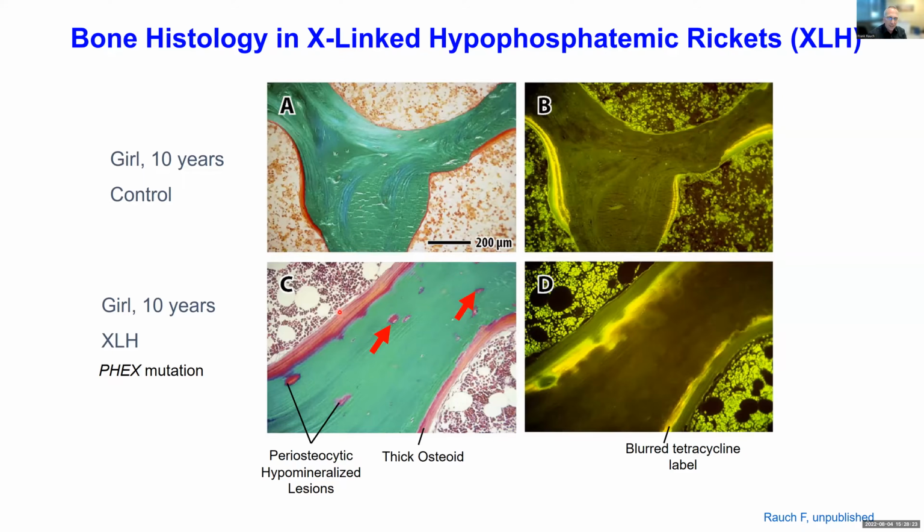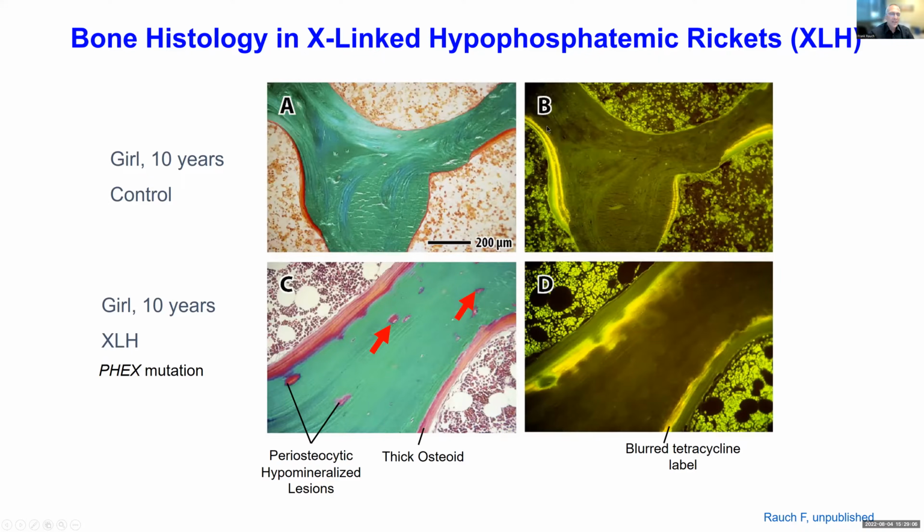You can also see that there is some unmineralized bone around the osteocytes, which are these small cells inside of the mineralized bone. And that is a hallmark of X-linked hypophosphatemic rickets, and that has different names, but widely it's called periosteocytic hypomineralized lesions. And when you look at a biopsy from a patient with XLH under a fluorescent light, when there has been tetracycline labeling, you can see that it's blurred, so you cannot distinguish the two courses of tetracycline that were given.